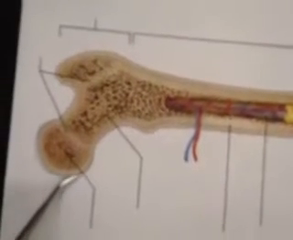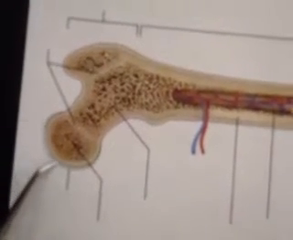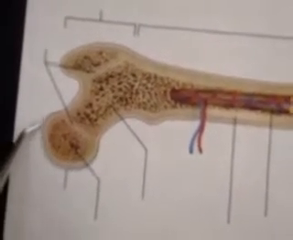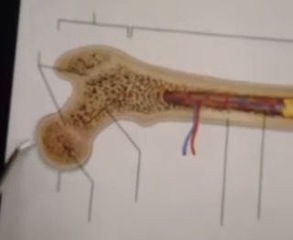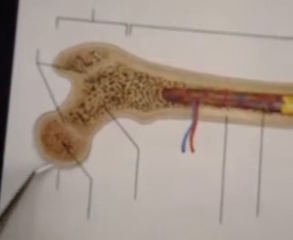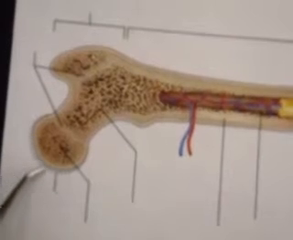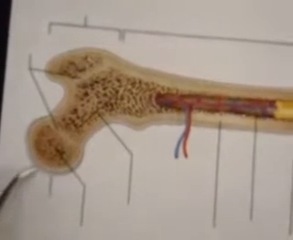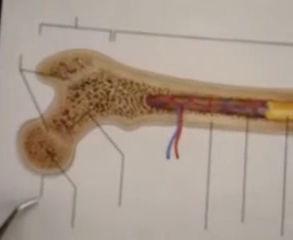Next here is this structure that we see here. This is articular cartilage. So it's a bit of hyaline cartilage around the end of the bone, and it protects the bone. So that is articular cartilage. So that's what that line is going to.